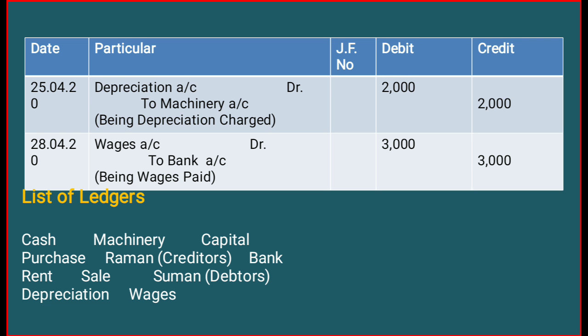At the end of the journals, we have to prepare a list of ledgers. Which ledgers do we have to prepare? On the basis of the different transactions, here we have to prepare the cash account, machinery account, capital account, purchase account, Raman's account, bank account, rent account, sales account, Suman's account, depreciation account, and wages account. Okay, so this is the list of accounts which we have to prepare.